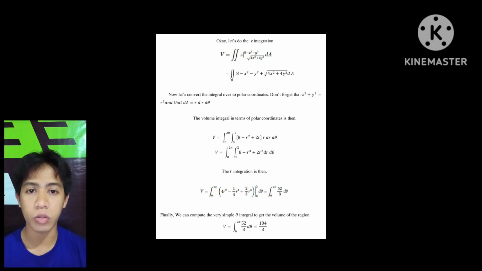where r goes from 0 to 2, and d theta is equal to the integral from 0 to 2 pi of 52 over 3 theta d theta. Finally, we can compute the very simple theta integral to get the volume of the region. So the volume V is equal to the integral from 0 to 2 pi of 52 over 3 d theta, which is equal to 104 over 3.